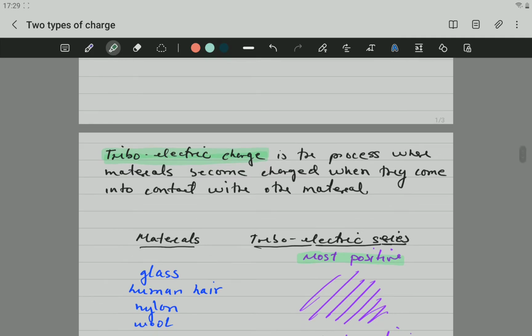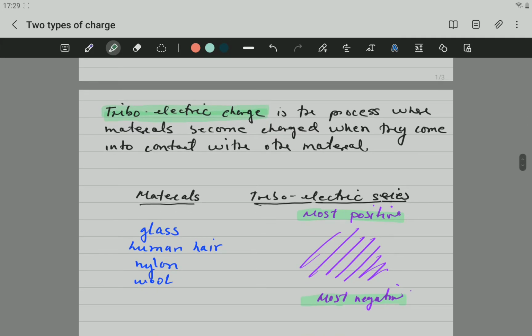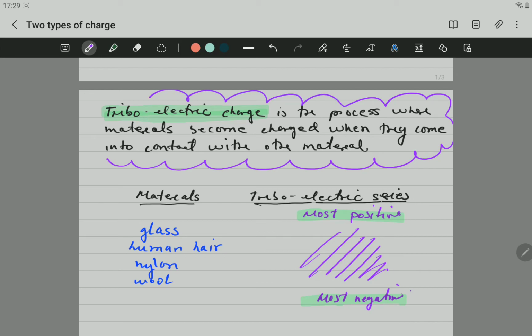So if you have different materials and those materials touch each other, then electrons will transfer from one material to the other. If you rub one object with another object, the electrons will be transferred from one of the materials to the other. This definition is important. Please, I request that you try to learn that definition. You need to know what triboelectric charge is.